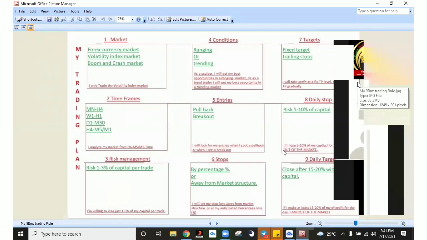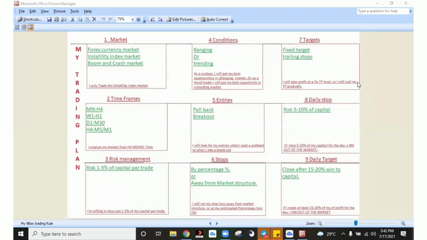Ever experienced you take a trade in a day, you make profit only for you to end up losing it that same day? A lot of you said yes. That's the reason why I decided to bring up this training for you guys. Number 7, very important. You have to know what kind of trades you want to trade: fixed targets or trailing stops. Fixed target or trailing stop.